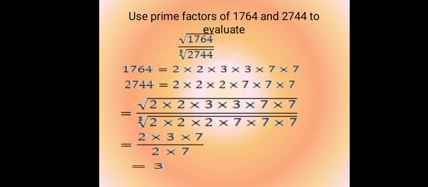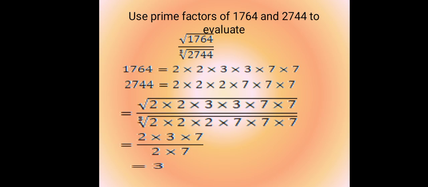Use prime factors of 1764 and 2744 to evaluate the square root of 1764 all over the cube root of 2744. I've read wrongly. It's the square root of 1764 divided by the cube root of 2744. Now the factors I've given them there. You can see for 1764 it is 2 multiplied by 2 multiplied by 3 multiplied by 3 multiplied by 7 multiplied by 7.